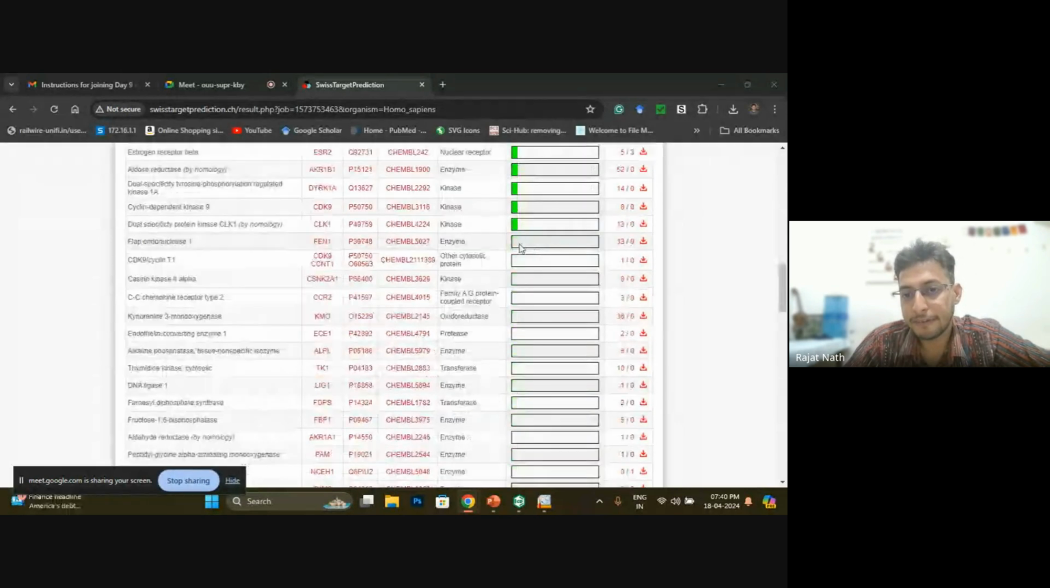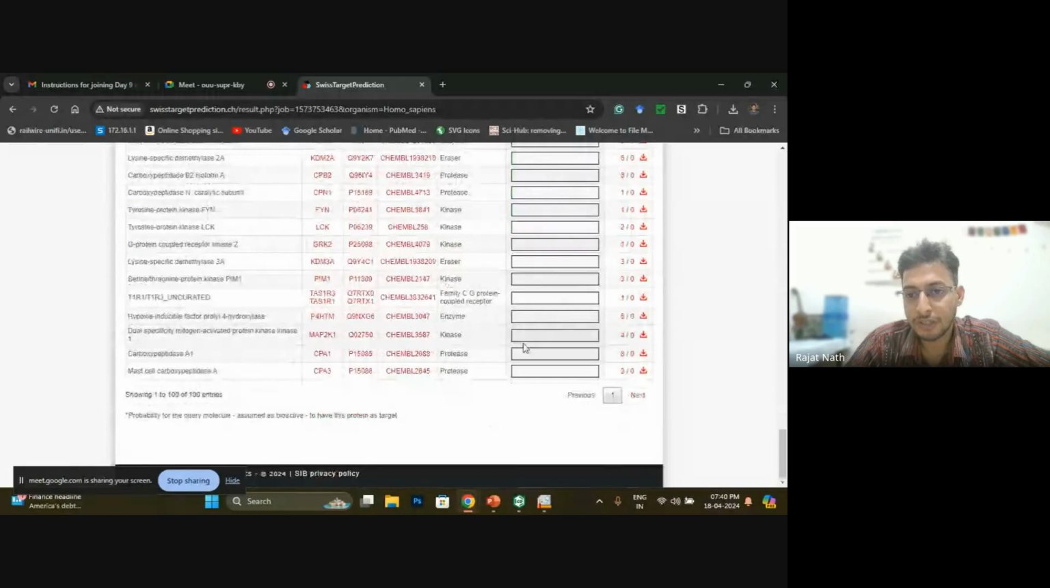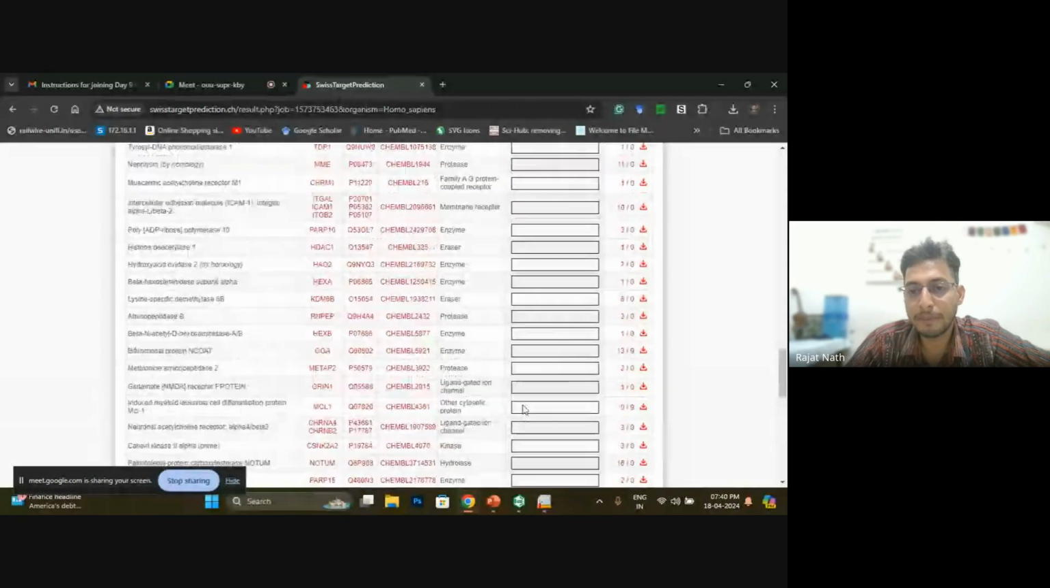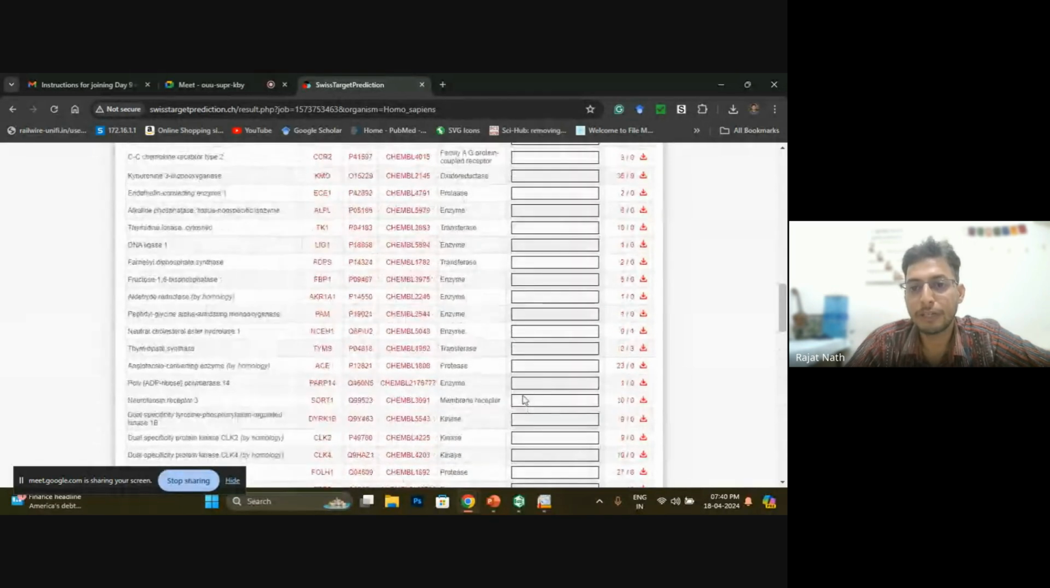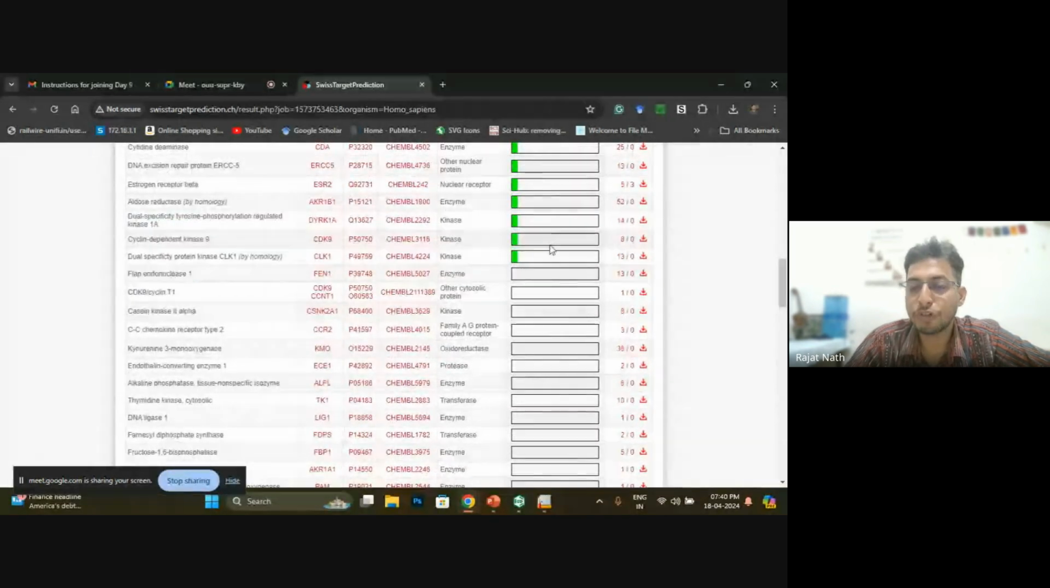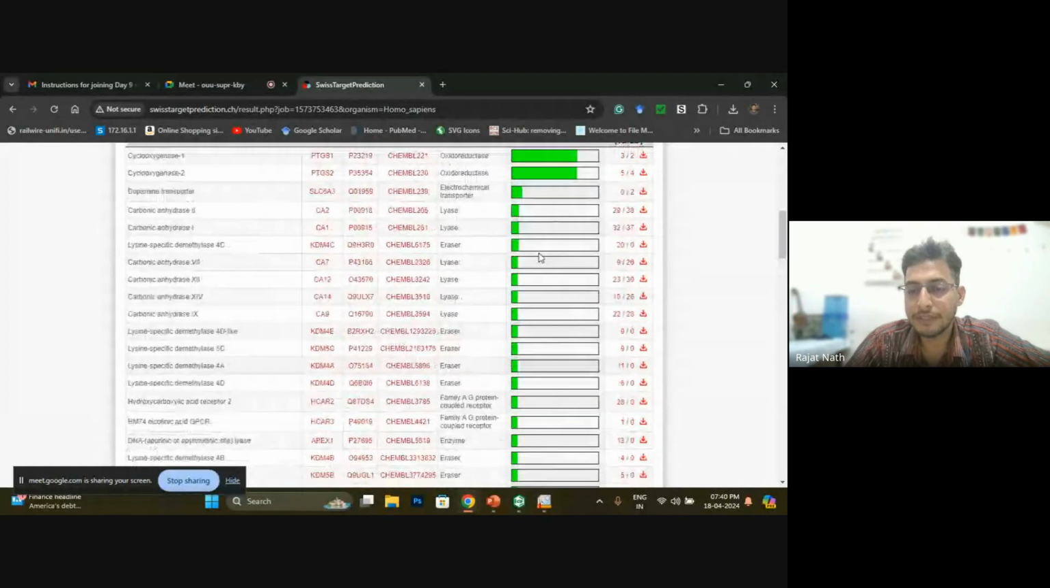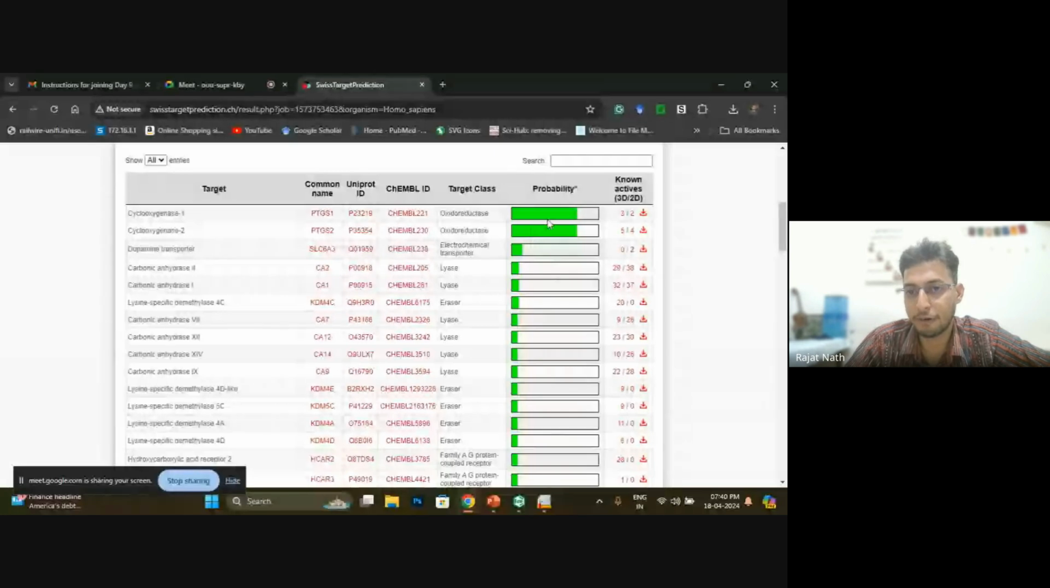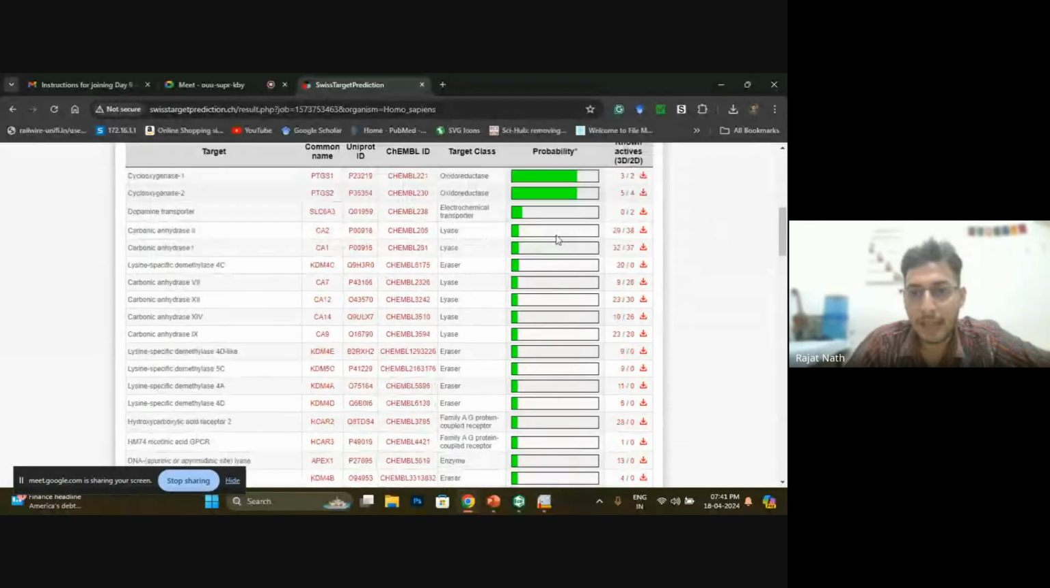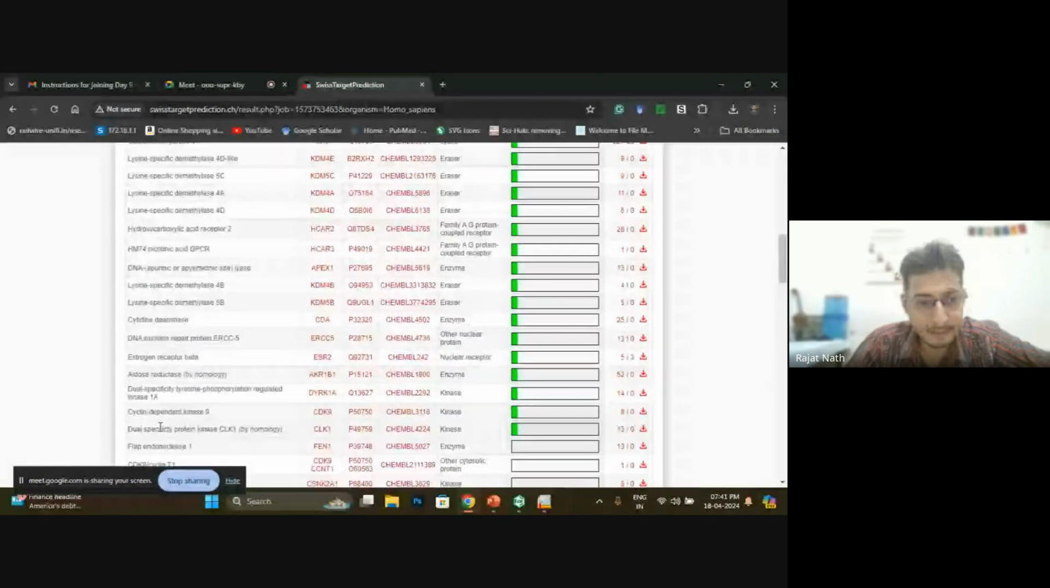In that case, there is no green color in this box. That means there is very little chance that this target will bind with this protein. So we will not consider those targets or proteins which don't have any probability denoted by the green color. We will consider only the proteins denoted by the green color of probability. So I can consider up to dual specificity protein kinase CLK, that much.